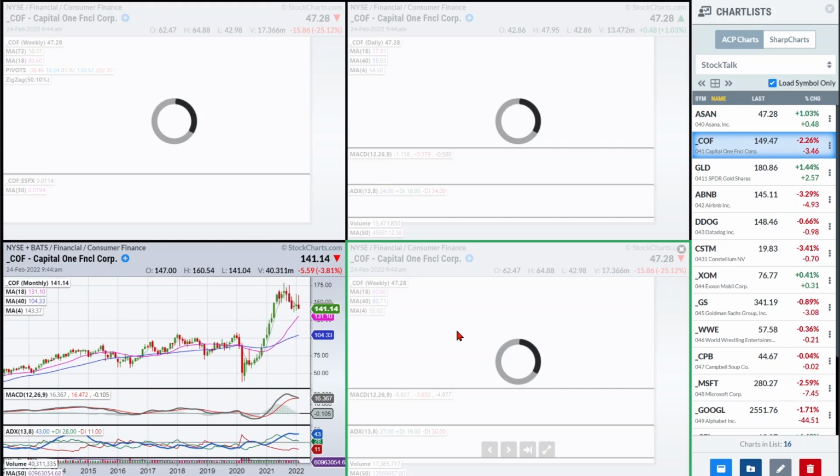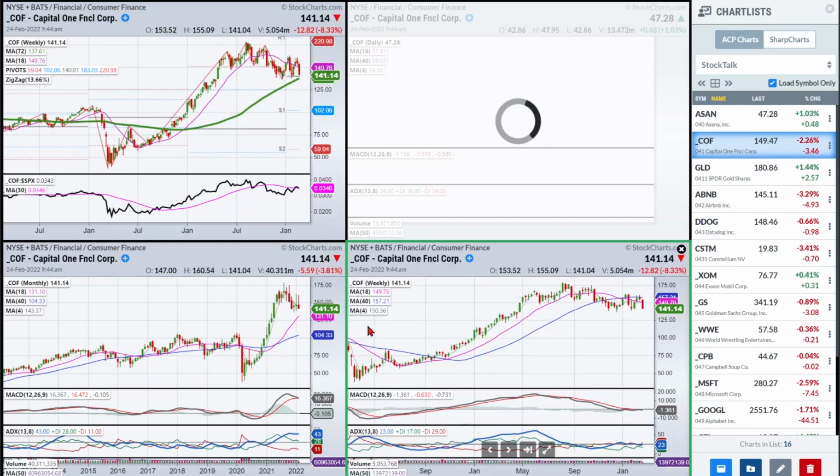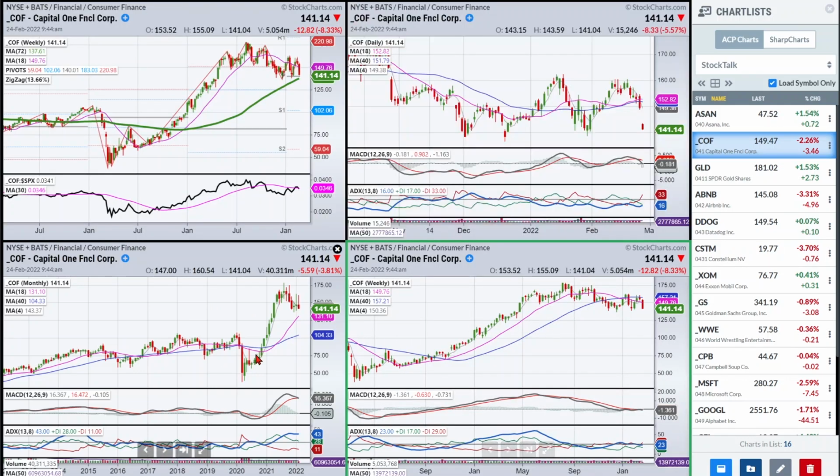So Capital One, I really like the looks of this pattern. We can see the move on the monthly chart up, and then we pulled back towards the 18-month line. We haven't actually reached it yet, but we've got pretty good momentum characteristics based on the ADX showing up here, because the ADX is well above 25 during this pullback phase. So I consider that to be a positive.